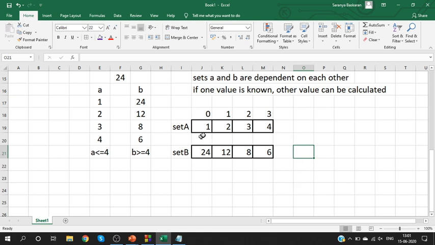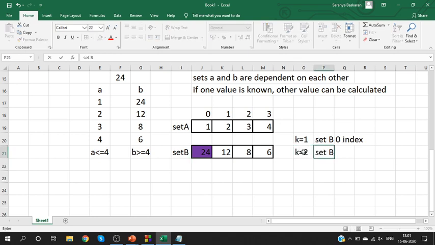So I have two sets, set A and set B. Now, when K is 1, I need the first largest, so we will access set B at the 0th index. The first value is the greatest value, right? When K is 2, go to set B, access the first index. The first index is the second largest.